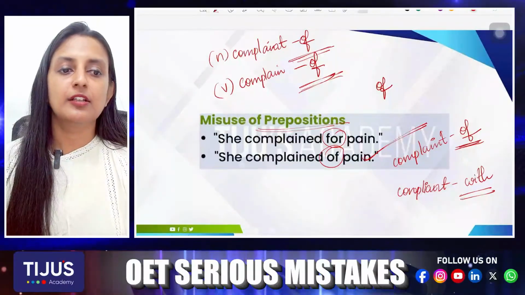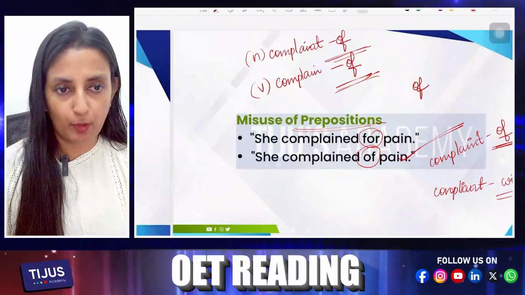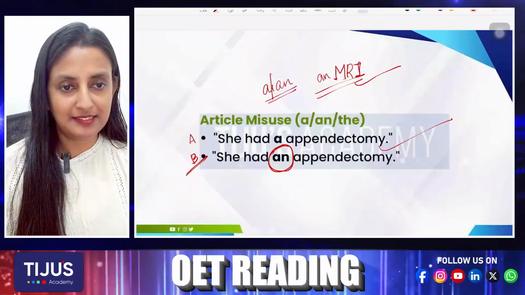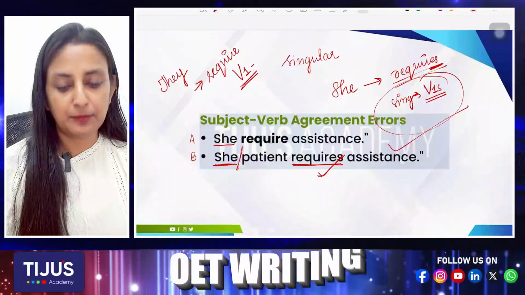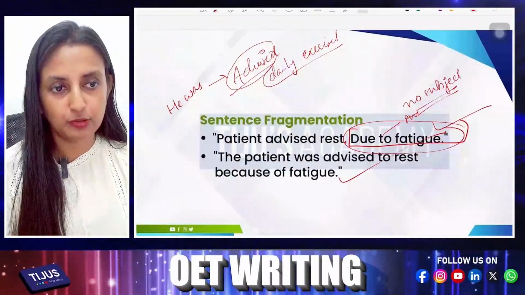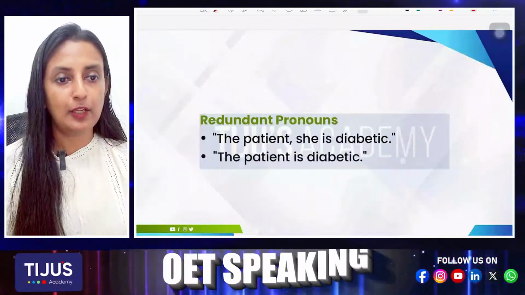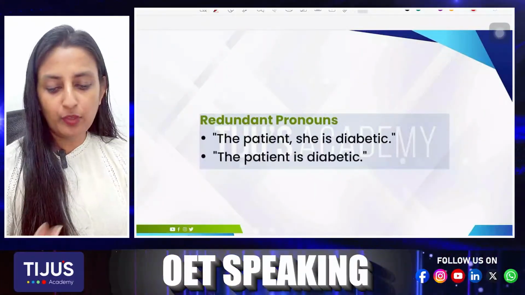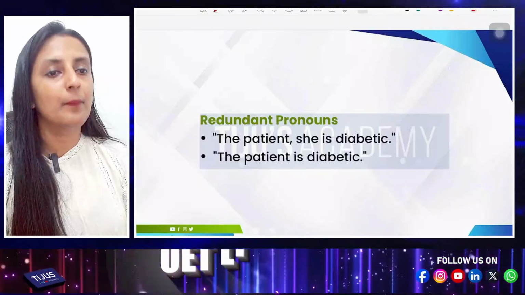And the next thing is the prepositions. You have to go with the proper preposition, then the correct tense use, article use, then the subject verb agreement as well. That is also something that you have to keep in your mind while you're writing something in English. And moving on with the second thing, that is redundant pronouns.